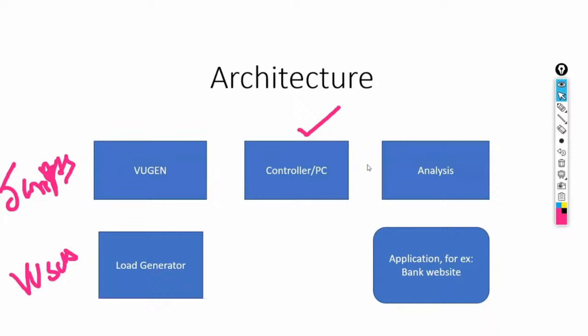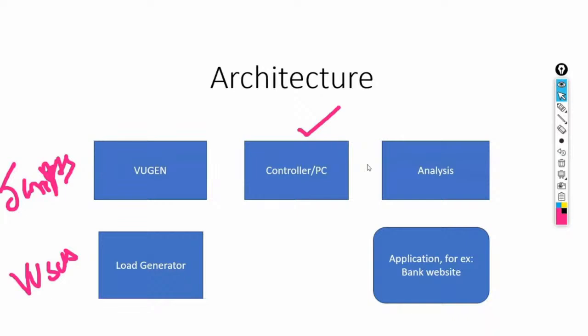Now, whatever questions you have on these two points, what is performance testing and the architecture, you can make a note of them or copy and paste them in the chat window, so that we can discuss at the end of the session. Now, what is the third point to discuss? A practical example of how to record a simple functionality.